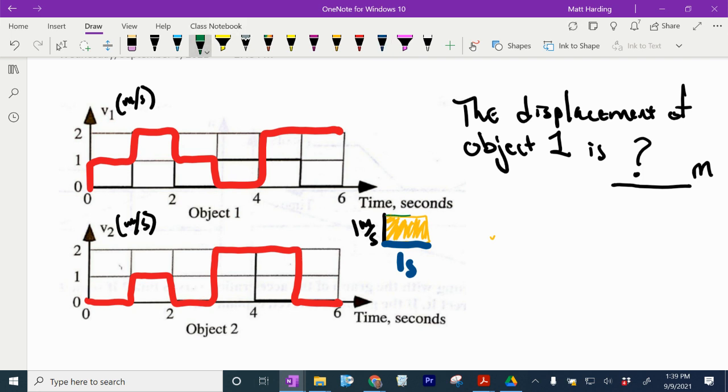So we work that out, and 1 meter per second times 1 second equals, seconds cancel, 1 meter. Okay? So each block is worth 1 meter. 1, 2, 3, 4, 5, 6, 7, 8. Okay? So 8 meters.